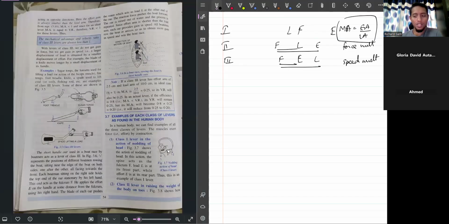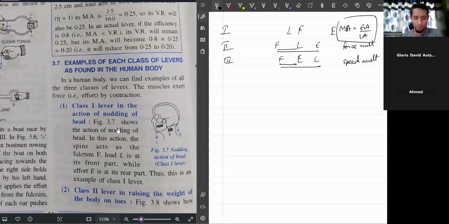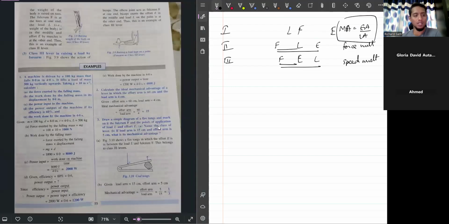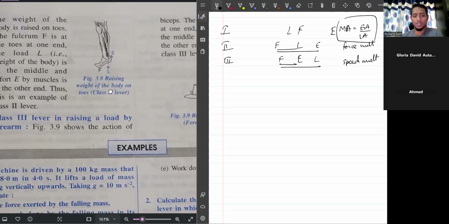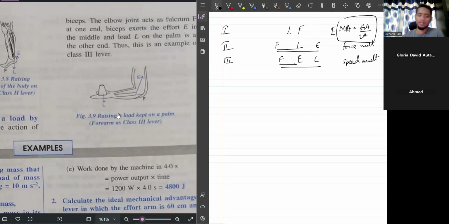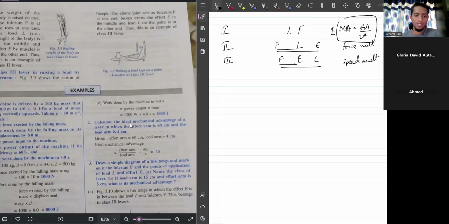Okay, then in your body, you have all the three types of classes, just memorize that. Your head movement, that is class 1. Lifting yourself standing on your toes, that's class 2. And lifting a weight, that is class 3 lever.